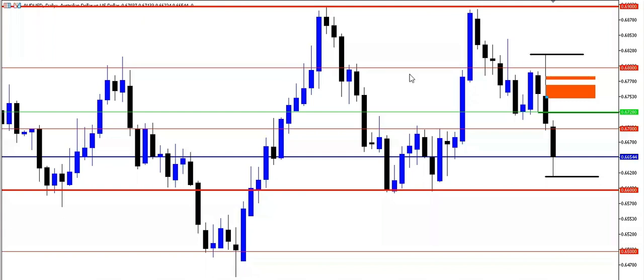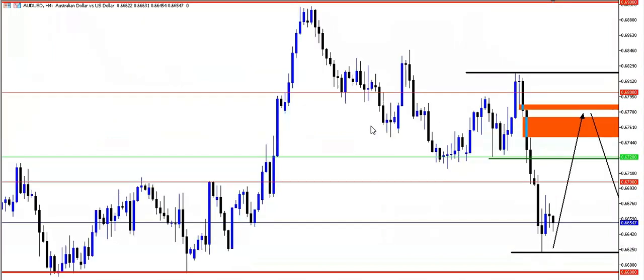So from here, let's look at H4 and see how we can spot opportunities. All right, as you can see from my markings, I have some fair value gaps. Then this green line, I expect price to come here.